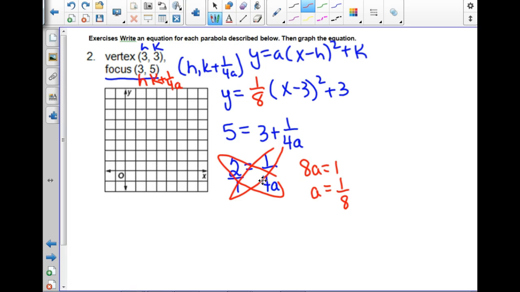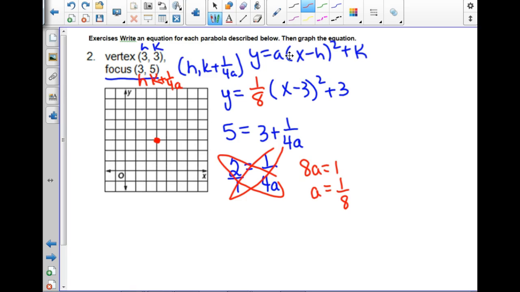Now I'm going to show you how to graph it. The vertex is 3, 3. So 1, 2, 3, up 2, 3. Now you have options on how to get your next points. But the fastest way is to learn the 1 squared, 2 squared method.